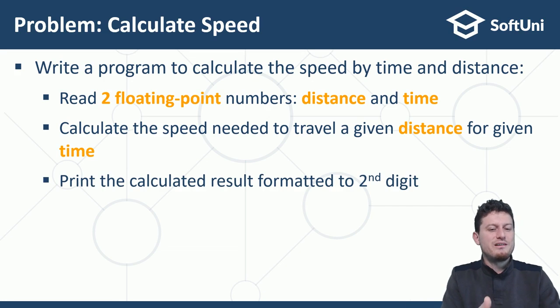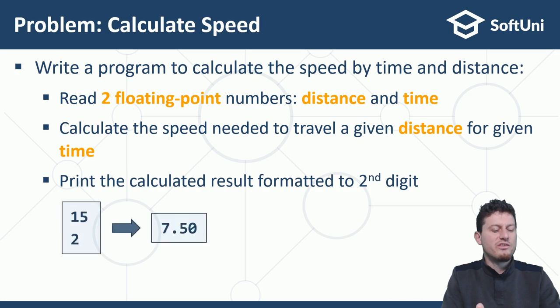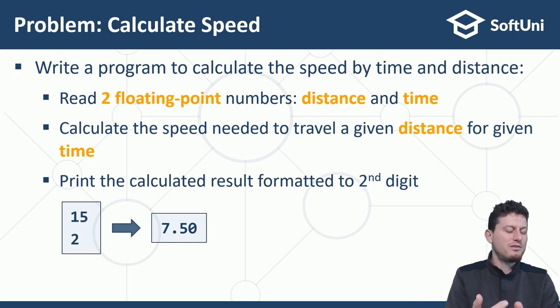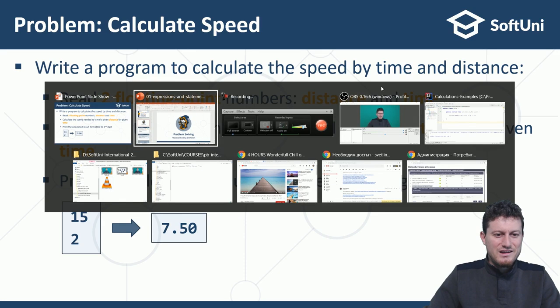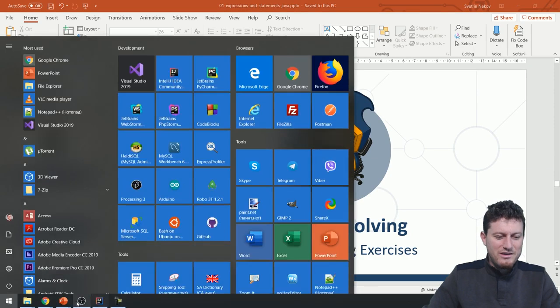I need to print the result formatted to the second digit. This is an example. If I have passed 15 kilometers for 2 minutes, my speed is 7.50 kilometers per minute. Whether the first is kilometer or inch or mile, and whether the second is second or minute or hour, it doesn't matter. It's just about dividing two numbers. So it's called speed calculation.